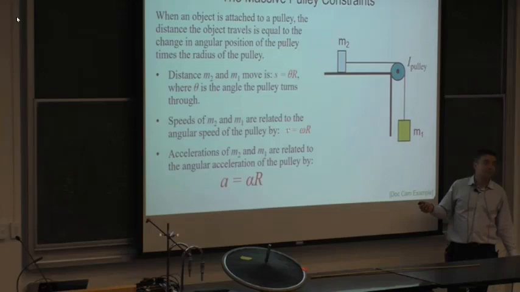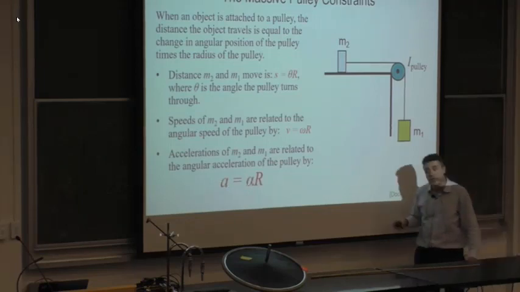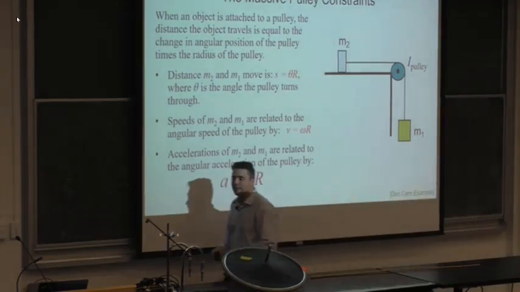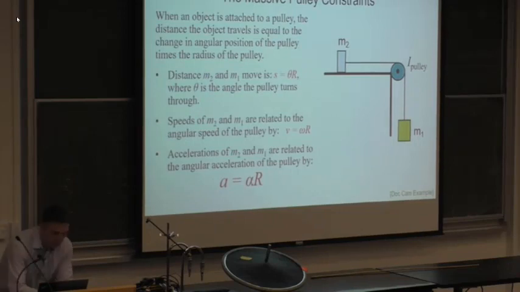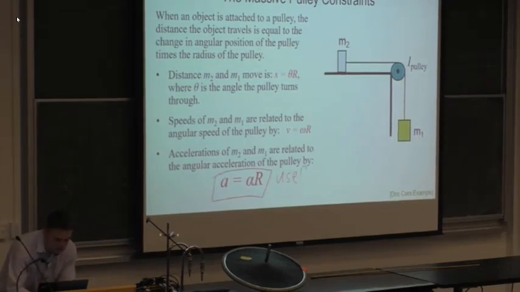And if you take the slope of this V versus time graph, you get that the acceleration of either of these objects is equal to the angular acceleration of the pulley times R. And that's the key equation that you're often missing in these kinds of problems. So this is a useful equation. I call it the massive pulley constraint for problem solving. And I'm going to give you an example of that right now.